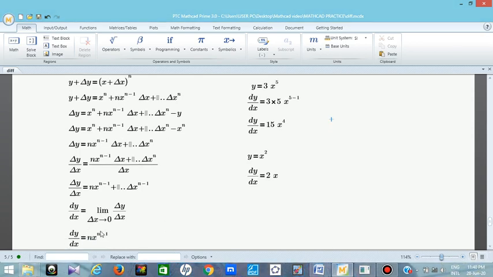The power will multiply the coefficient first, then the power minus 1. So that is it. Power 5 times 3, 15. Power minus 1, 4. So that is the answer.